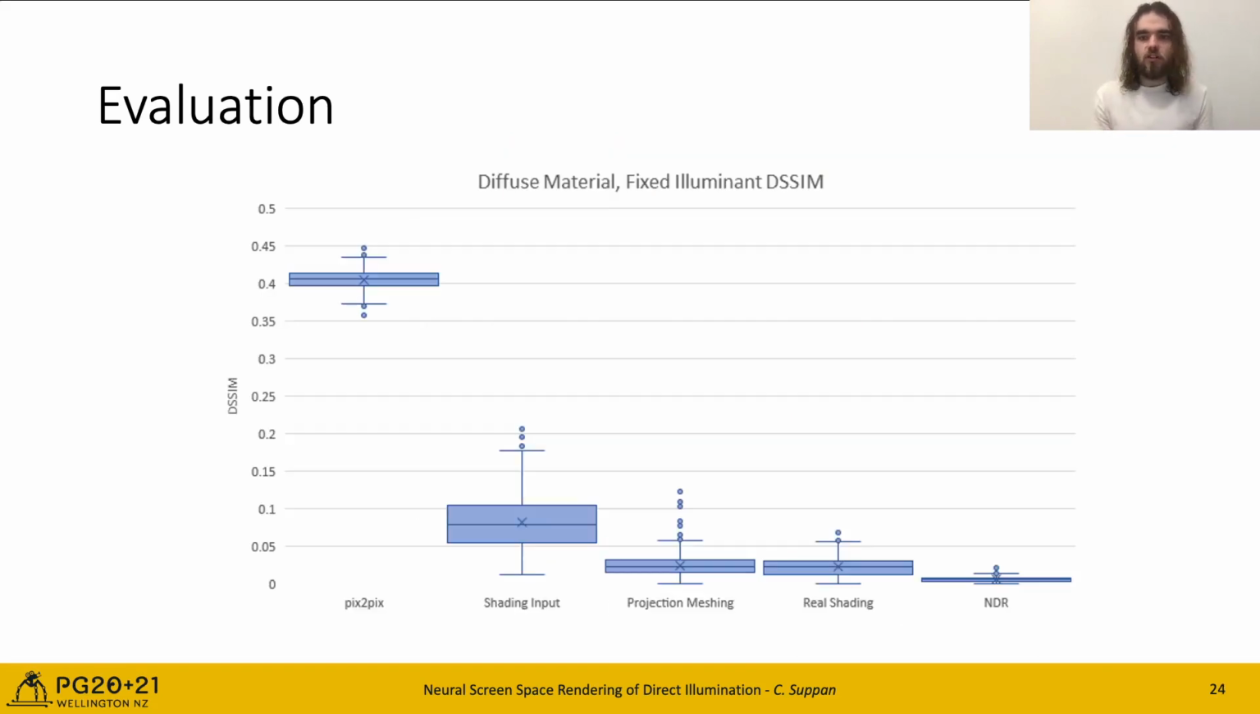Here we see a graph of the structural dissimilarity index of all of these methods over a dataset of diffuse objects under the same illuminant, which is suitable for evaluating real shading. The NDR outperforms the state-of-the-art real shading and all other methods. Also note the long tail of projection meshing caused by test cases where unobserved geometry contributes significantly to the final render.